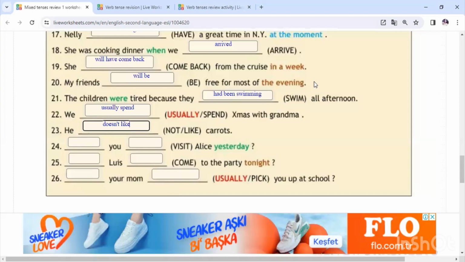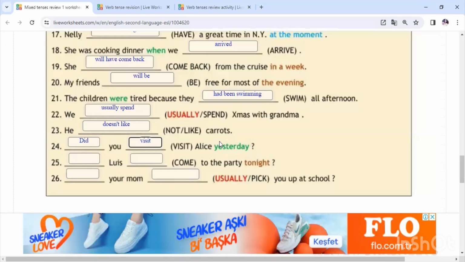Did you visit Alice yesterday? So this one is past simple tense. Translate it, please. Dün Alice'i ziyaret ettin mi? You can see the specific time here, right? So we preferred past simple tense. Deniz.